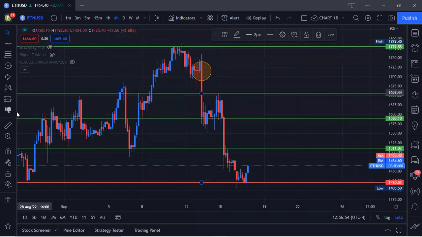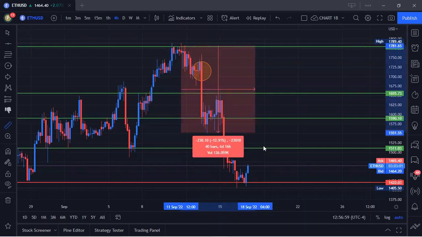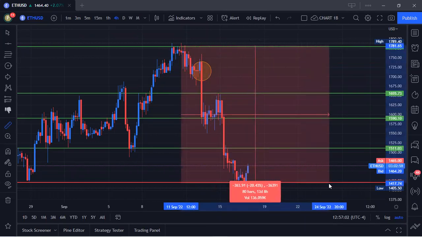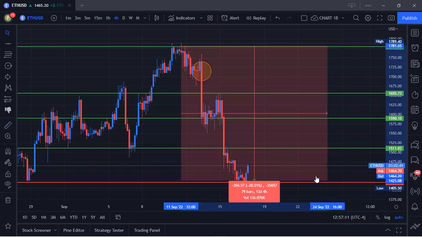Because if we look at, if we do this and pull out this pip calculator, it would have taken 13 days and 4 hours. So this is a swing trade, right? If you held on to this trade for 13 days and 4 hours, from the top to the bottom, you're making money every day for 14 days. Pretty amazing, right?